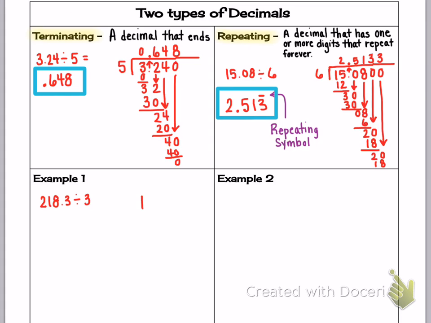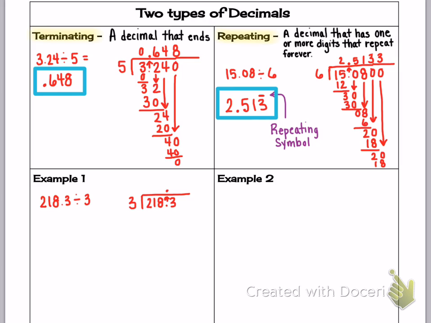Okay, now as we go over this, I would like you to follow along with the problem that you did. And if you made a mistake somewhere, you know you need to fix it so your answer is right. So I put 218 and 3/10 inside, and I put my decimal straight up in my answer. And I am dividing by 3.